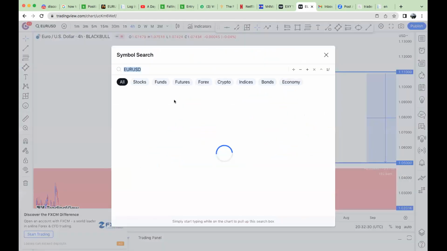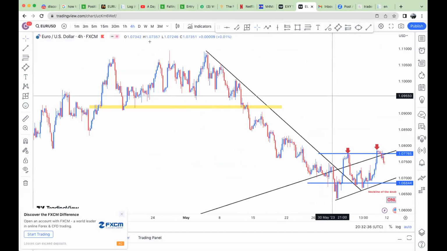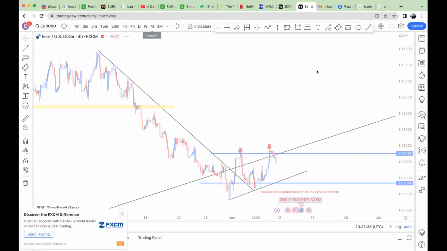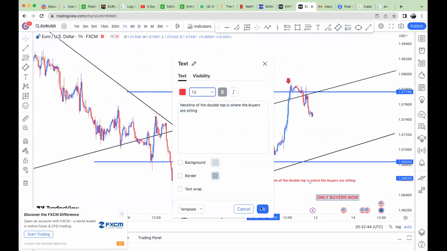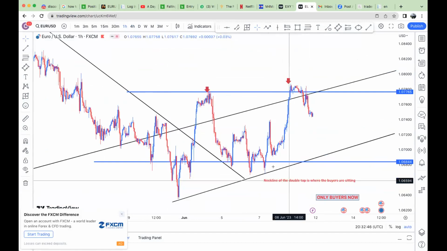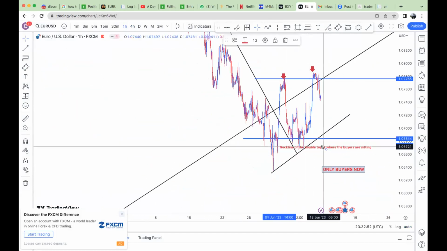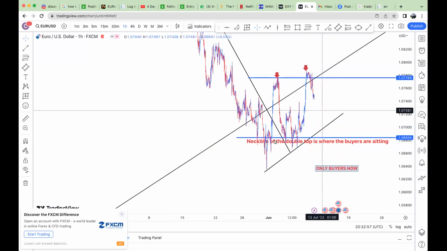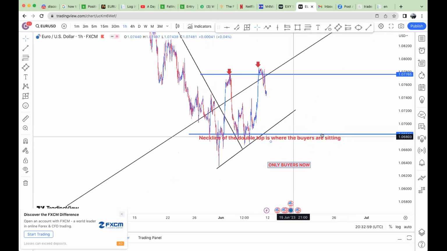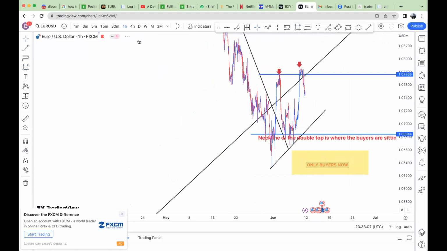But overall, let me give you my overall analysis for Euro USD. My correct analysis for Euro USD. Now, what do I have here? Let me increase the length so that you see it. The neckline of the double bottom, let me increase it to 20. The neckline of the double top is where the buyers are sitting. From this region down, we're only looking at buyers.